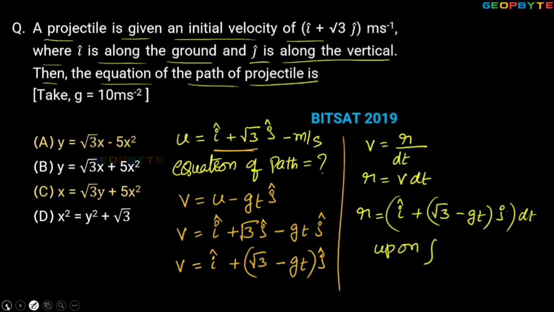Look at the options. Root 3x minus 5x square. Option A itself is absolutely correct. Understood clearly? Yes. Similarly, let us take another important problem. Okay. Look at the screen.